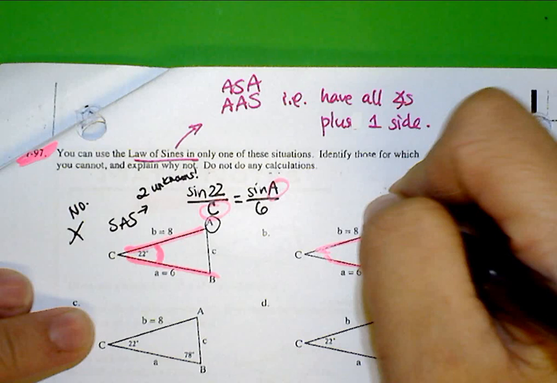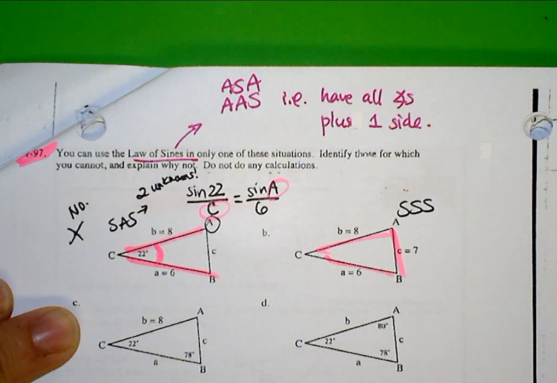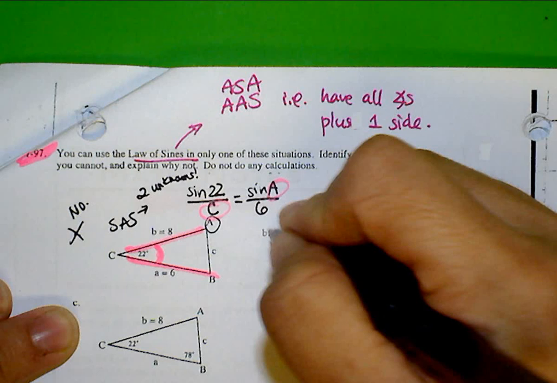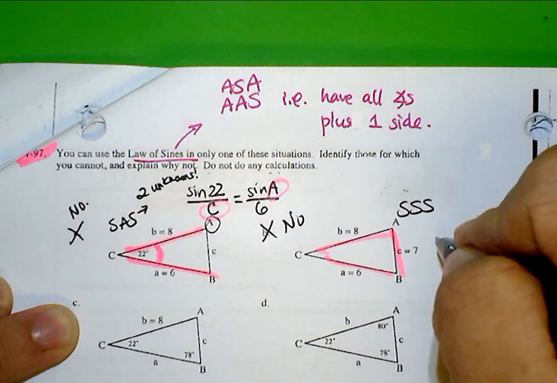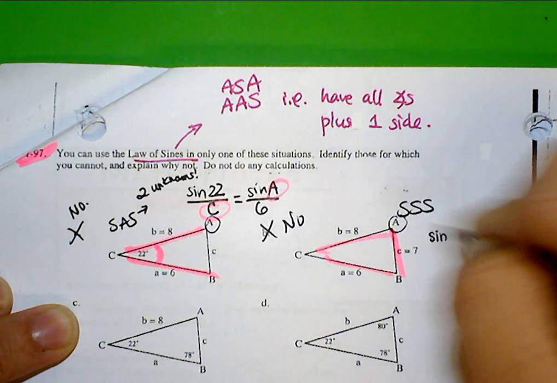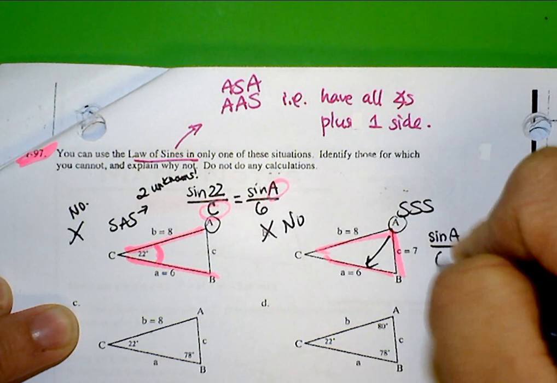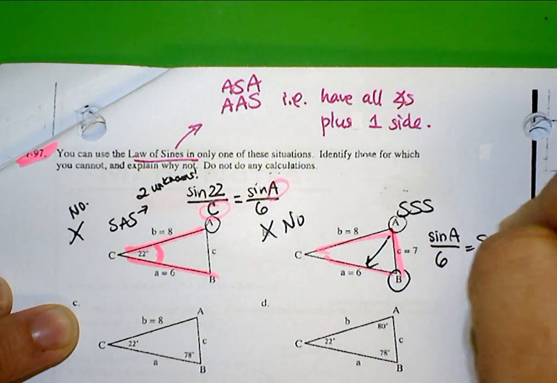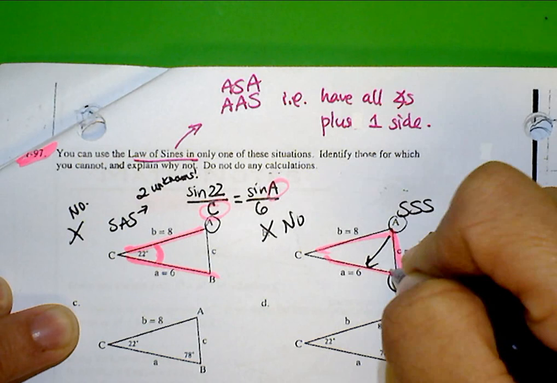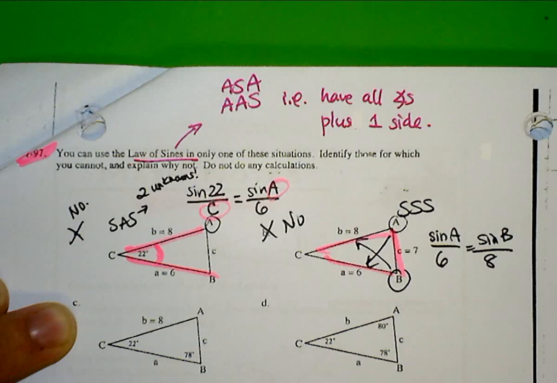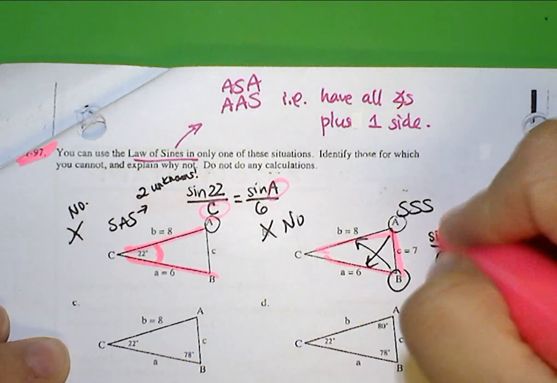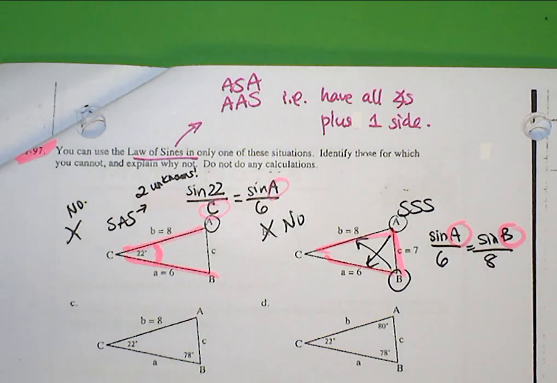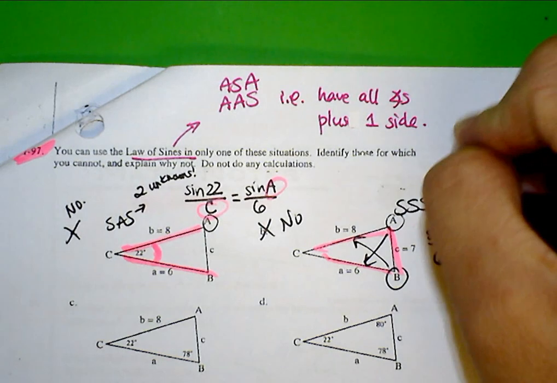So we have SSS. Does SSS work for the law of sines? Nope. If I tried, I would say sine of A over 6 equals sine of B over 8, but that again leaves me with two unknowns, and I can't solve it.